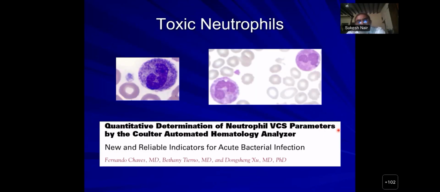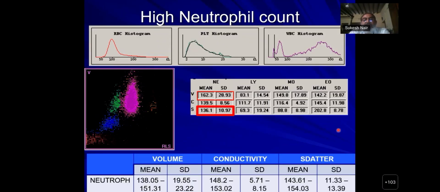There was a study done many years back by Fernando Chavez, because they thought that toxic neutrophils, with more granules, would give more scatter, so it might be the best indicator of identifying sepsis. When they did that study, they found only one thing: the size of the neutrophil was higher than the reference range. You can see the reference range below. The size of the neutrophil is 138.05 to 151.31, while in these patients the neutrophil size was high. So they said that neutrophil macrocytosis is a big indication of sepsis. But one thing they did not work too much on: they found that the neutrophil scatter, which they thought would be higher, was actually lower than the reference range. You can see that.